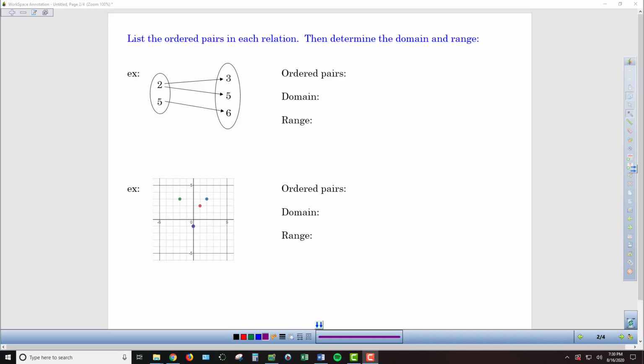So here I just wanted to explore how these mapping diagrams work a little bit more closely. What you can see here is our domain is this first oval, and so we can go ahead and list those numbers off here, 2 and 5. Yes, the 2 is being used twice if we see 2 arrows coming from it, but we don't have to list it twice. It's not wrong if we do, but it's just a little cleaner if we don't. And then the second oval here represents the range. So we've got 3, 5, and 6.